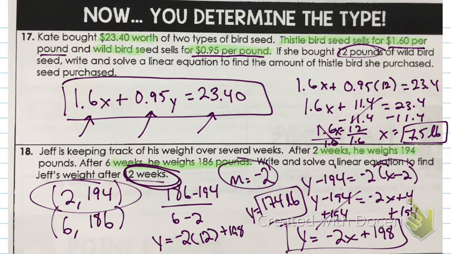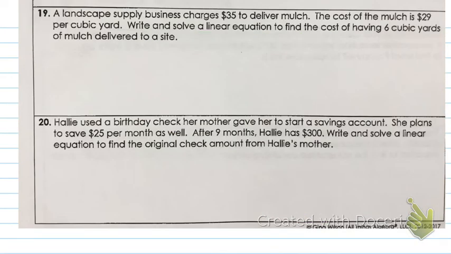Big picture is, what information do I have? How do I get that information into the equation? And then how do I use that equation to solve my answer? You guys seeing, like, there's a lot going on here. If we try to memorize something, it's not going to go well, right? Don't memorize. Anyway, this landscape company charges $35 to deliver mulch, and then it's $29 per cubic yard.